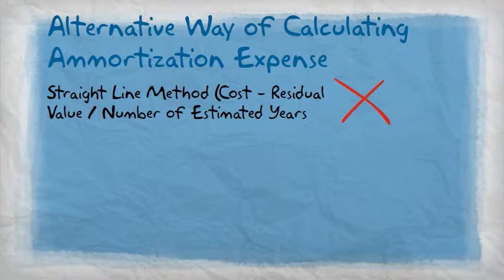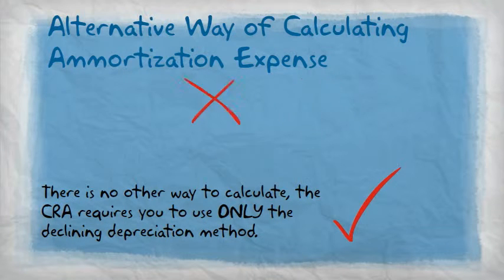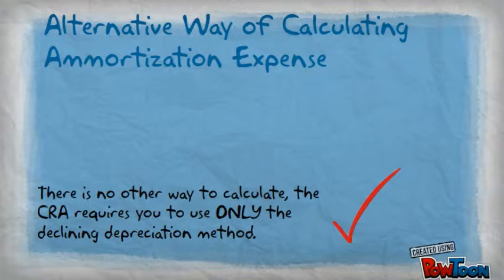The alternative way of calculating amortization expense, which is the wrong way, is the straight line method, which is the cost minus residual value divided by the number of estimated years. That's the wrong one. There's no other way to calculate for the CRA. It requires you to use only the declining balance depreciation method.